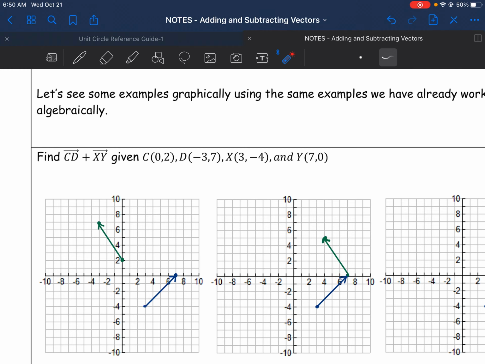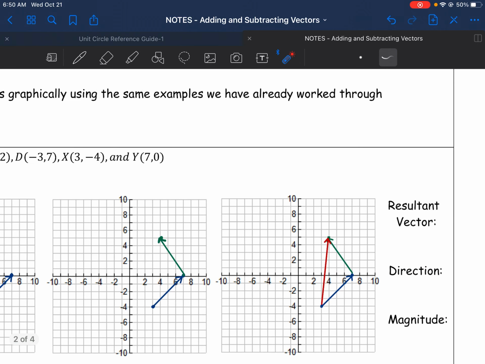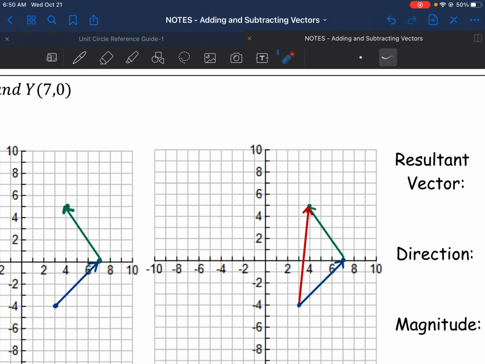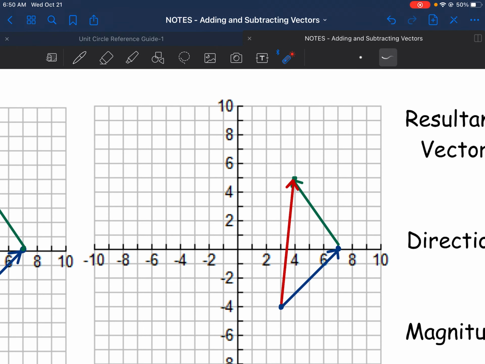Now, if I look from the tail of the first vector up to the head of this vector, basically go from tail to head here, we have the resultant vector, which we can see right here in red. And the resultant vector, if we count, let's look at the horizontal and vertical components. Well, the horizontal component, it just goes right 1 and then up 9.